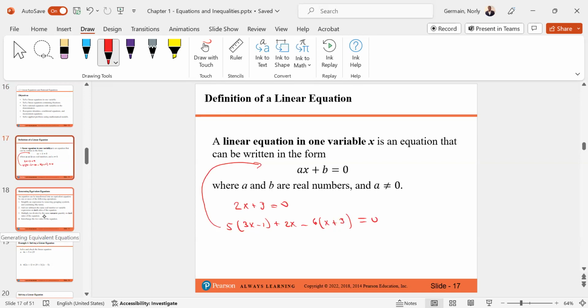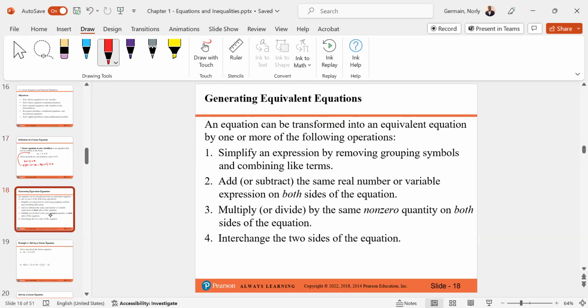There is no power 2, power 3, there are no roots, no radicals, no absolute value. So it's only linear. Linear means that when you graph it, it's like when you have a linear function, okay? That gives you a straight line. But this one is about equations.